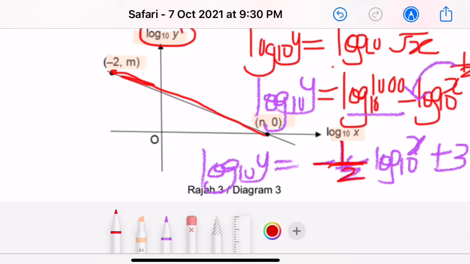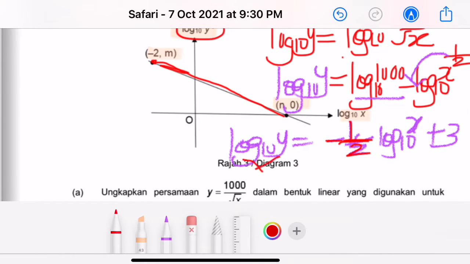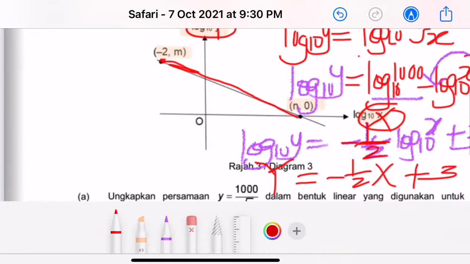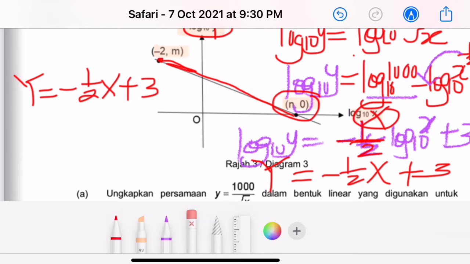From there we can write down our equation in big Y. This is big Y, this is the gradient, this is big X, plus the C. So this is big X and this is big Y. Let's make it simplified like this. If we do this way, you can substitute the points which lie on the line. These two points lie on the line.